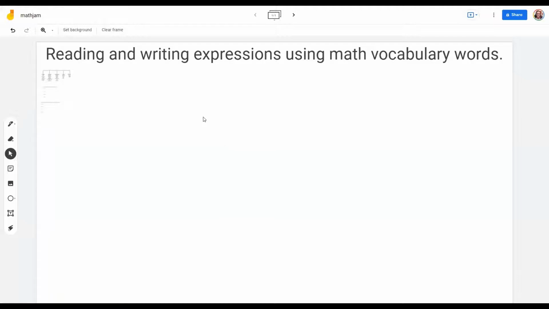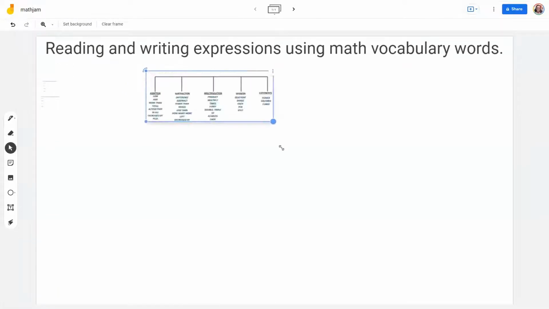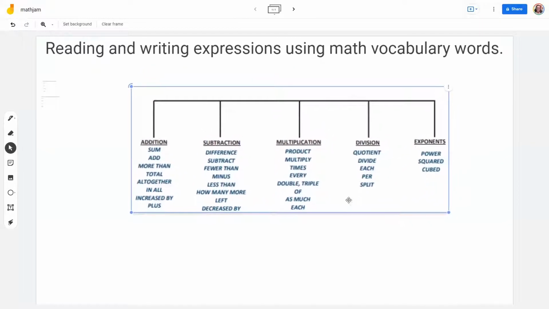Today we're going to be learning about reading and writing expressions using math vocabulary words. So let's take a look at those words. I do highly suggest that you press pause and write some of these down. I'll give you a moment to do that and then I'll go ahead and go over them. So go ahead and press pause now and write some of these words down.